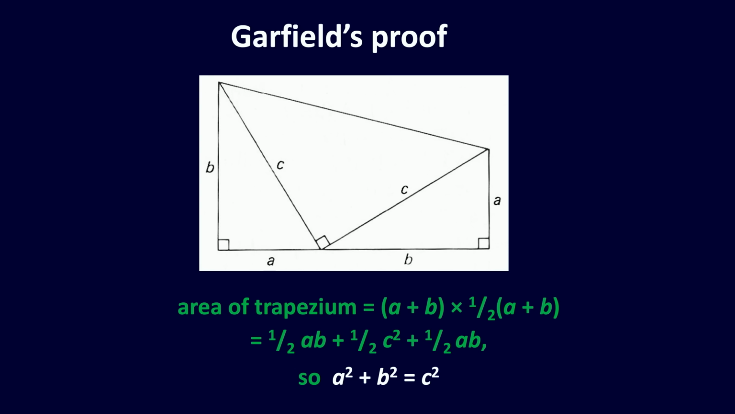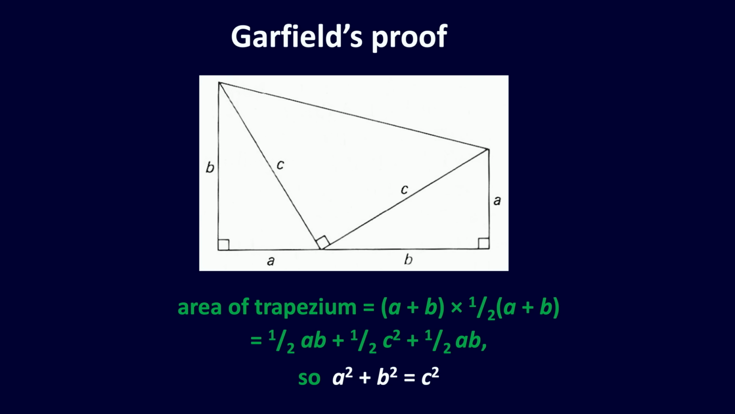Our next proof is due to James Garfield, later the 20th US president. It apparently came to him during a mathematical discussion with members of Congress. Garfield took 2 copies of a right-angled triangle with sides a, b, and c, placed them end to end, and joined their top corners, forming a trapezium with vertical sides of length b and a, and base a plus b. The angle between the sides of length c is then easily seen to be a right angle.